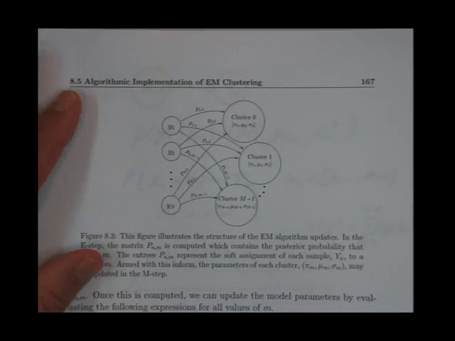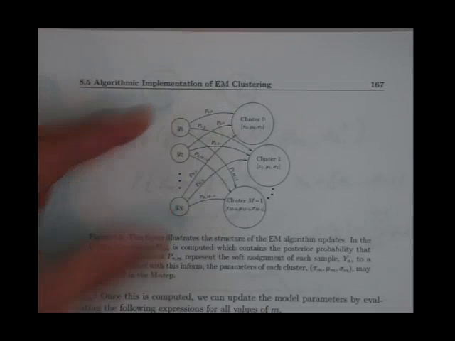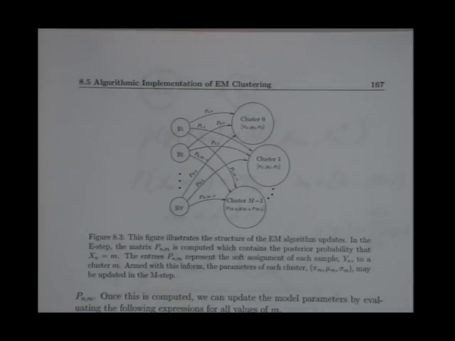I don't know how many people have ever done the K-means algorithm. This is very much like the K-means algorithm. It's just a more sophisticated version of it. Basically, you take the samples, you put them into clusters. Then for each cluster, you re-estimate parameters. Then based upon those parameters, you re-partition them into clusters. And you keep going back and forth, partitioning and re-estimating parameters, until you converge.